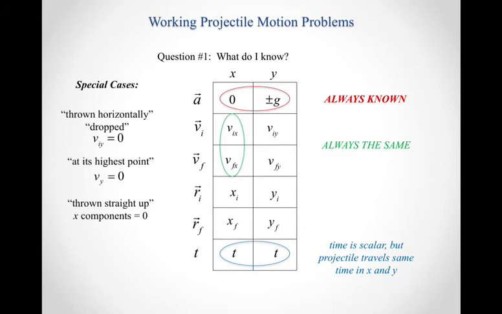Now in terms of some special cases, right? If my object is thrown horizontally or dropped, the initial velocity is 0. If it's at its highest point, whatever point in time that is, the y component of the velocity is 0. If it's thrown straight up, that's a one-dimensional problem, or if it's dropped straight down, that's a one-dimensional problem, and so all the x components will be 0.